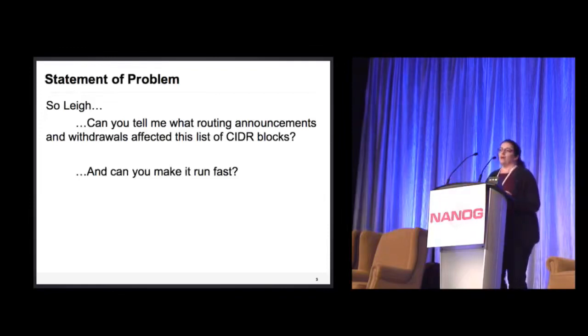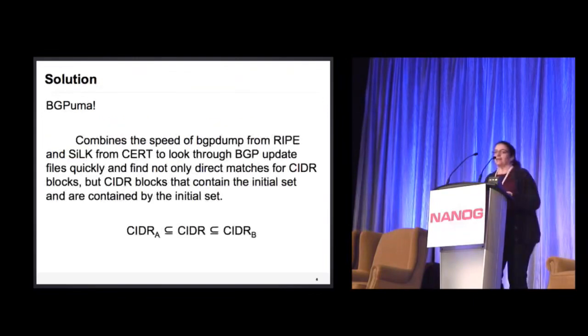So the statement of the problem was, well, Timur came into my office one day and said, I have these CIDR blocks. I want to know all routing announcements that could have affected them. And by the way, I need it soon. Can you do it fast? So if he wanted just matches, then that's a BGP dump piped into a grep and I'm done. But he wanted the subnets and the supernets that could have affected, I think he had a /24 at the time.